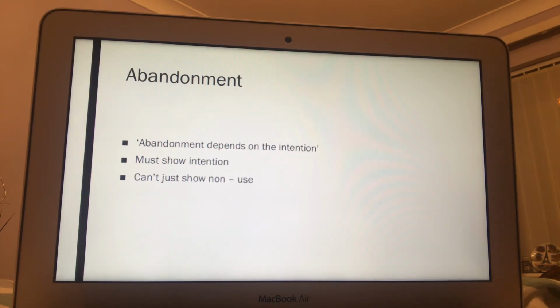This brings us on to abandonment. Abandonment depends on the intention. This means a dominant tenant must show a clear intention that he or any of his successors in title will not have any future use of an easement. Abandonment needs to be defined, and what constitutes abandonment. For example, non-use does not show abandonment.